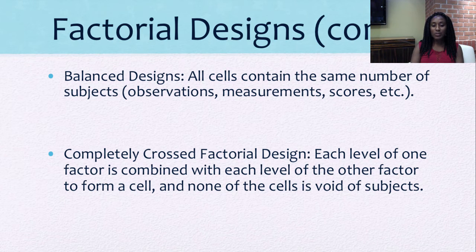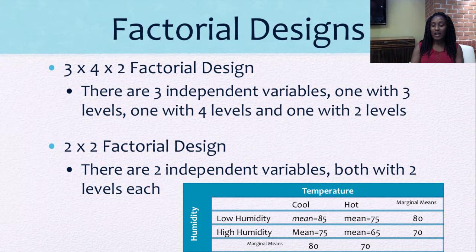To go back to the previous slide, what you're seeing here is a completely crossed factorial design, right? Some subjects were in the low humidity and cool condition. Some subjects were in the low humidity and hot condition. Some subjects were in the high humidity and cool condition. And some subjects were in the high humidity and hot condition, right? Completely crossed.